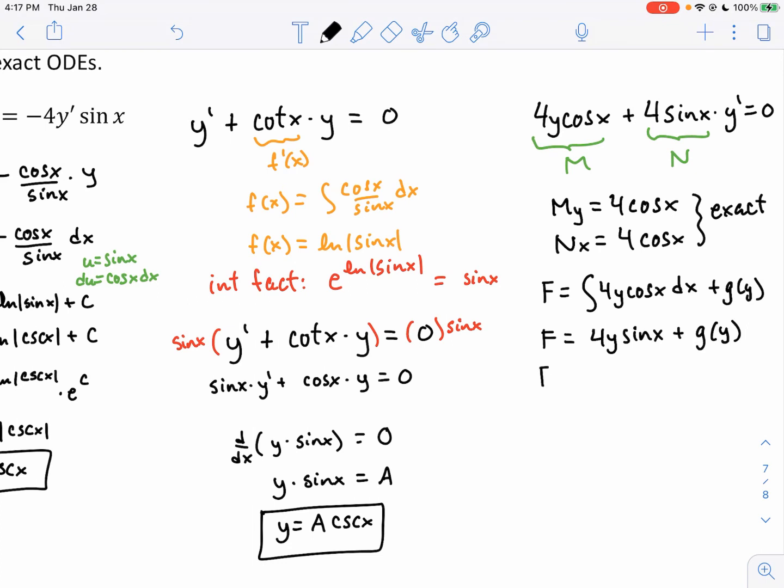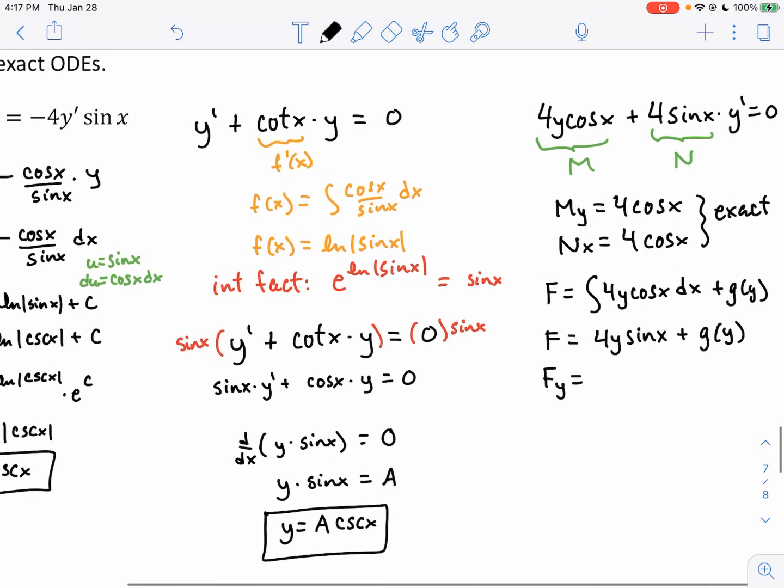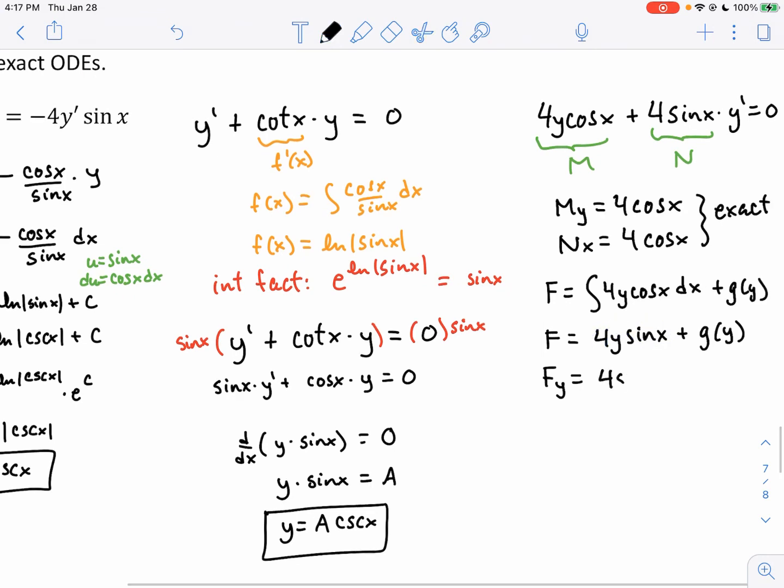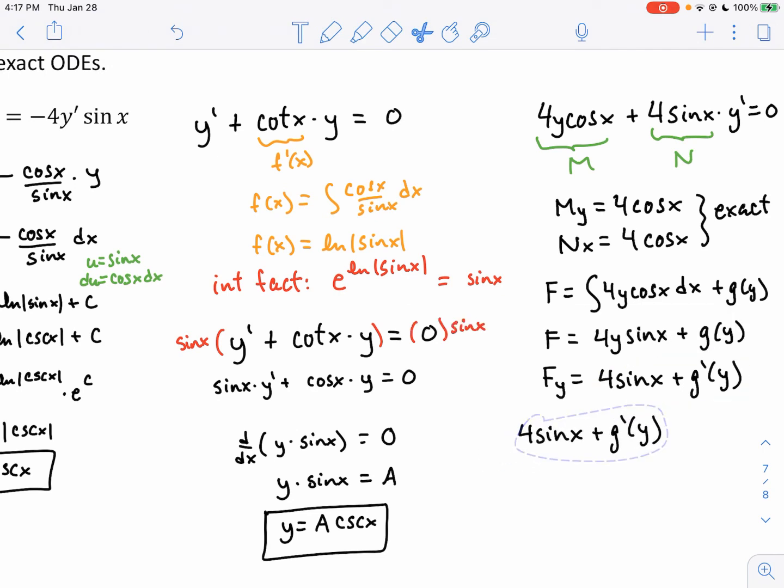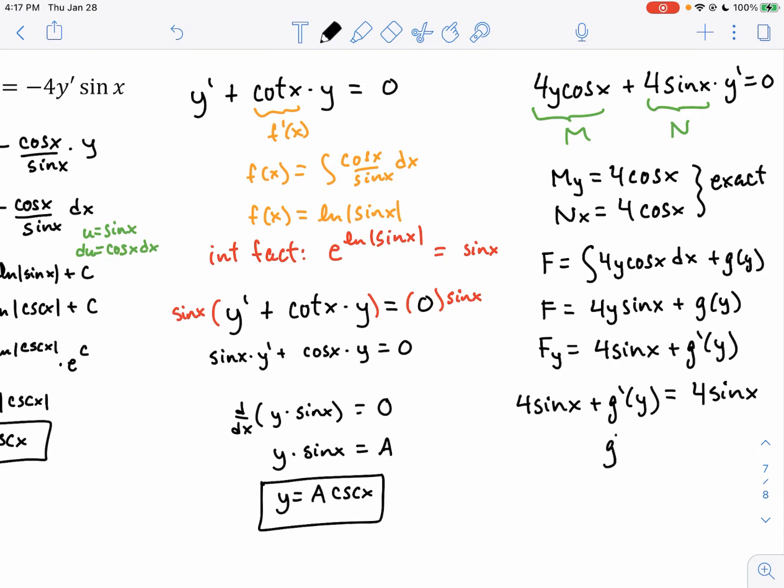Now I do the derivative of capital F with respect to y, so F sub y, and we get the derivative of 4y sine x. Remember, as far as y is concerned, 4 and sine x are constant. So it's just a constant times y, so the derivative will be just that constant, plus our g prime of y. And then we take this and set it equal to the N function, which is just 4 sine x. Solve for g prime. We get g prime is equal to 0, which means g is just any old constant. We'll call it a.